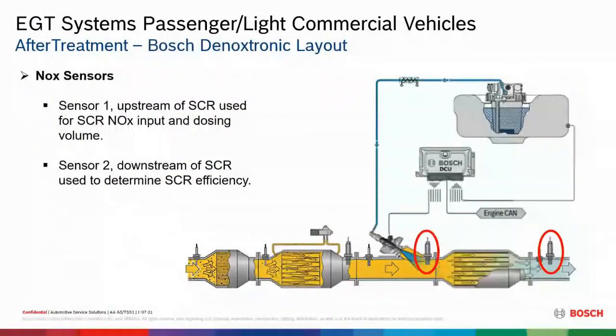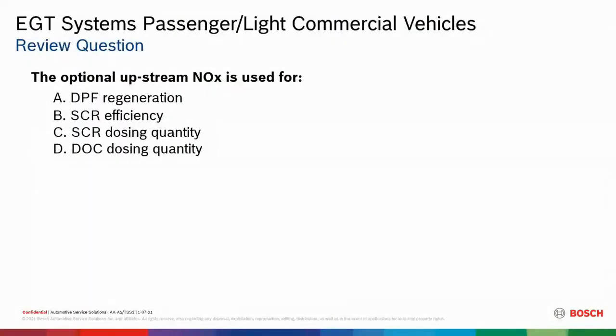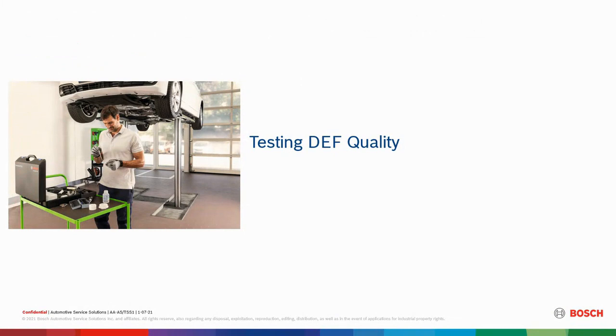So here we have our upstream and our downstream. Here our upstream is used for NOx input and dosing volume, and really, that's what that sensor is used for. The downstream is used for the SCR efficiency as well. So C would have been your correct answer on that. Good job, everybody. I appreciate you voting in, but it was for the dosing quantity that the front sensor is used for that would have been the correct answer.